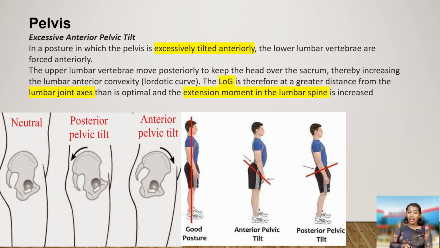Coming on to the pelvis, as we have seen in the pelvis and the hip joint, the normal line of gravity passes slightly posterior to the hip joint. But in this situation, when there is an excessive anterior tilt, the line of gravity will pass anteriorly, because of which the pelvic angle is changed and there is an increase in the lumbar lordotic curvature. This could also impact the individual's posture and the muscular strain.